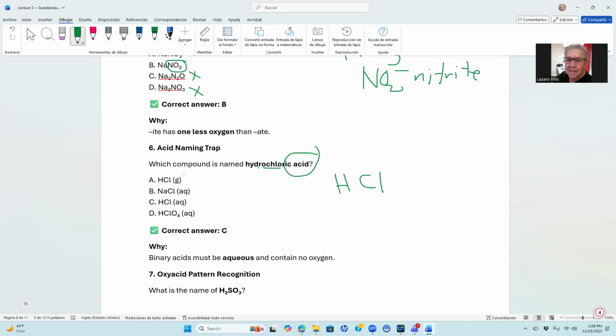Which compound is named hydrochloric acid? Well, it could be this and could be this. Oh, but this is a gas and this is in aqueous solution, and the acid is in aqueous solution. Then the right answer is this, C. Let's continue.